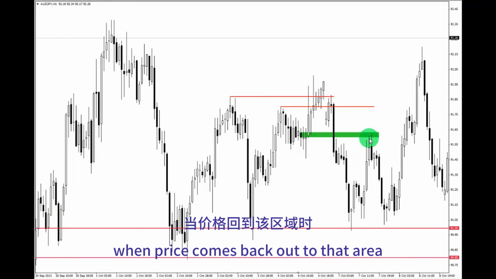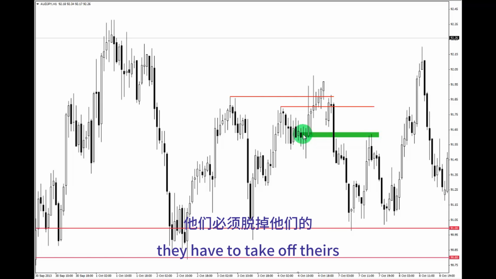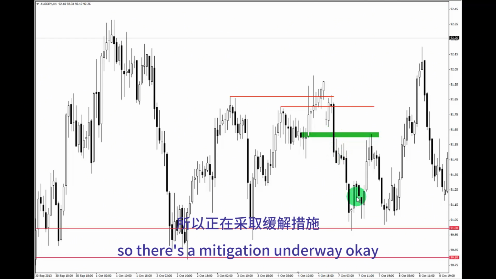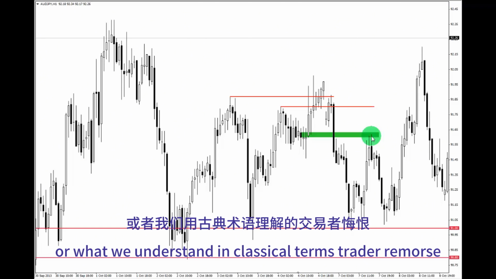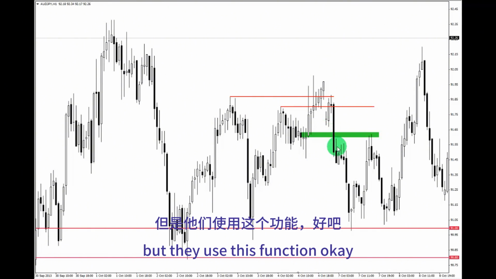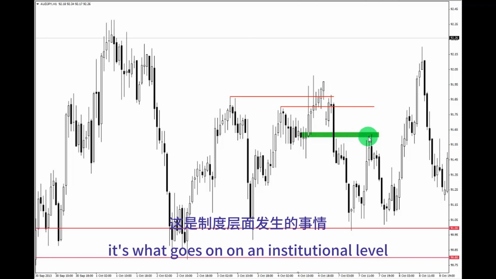Okay, when price comes back out to that area, they have to neutralize that. They have to take off those buy orders that necessarily weren't released here, because the market moved too quick. So there's a mitigation underway, okay, or what we understand in classical terms, trader remorse. I don't believe that's the case all the time with smart money, but they use this function, okay, to take stops out. That's how it happens. This is what goes on at an institutional level.